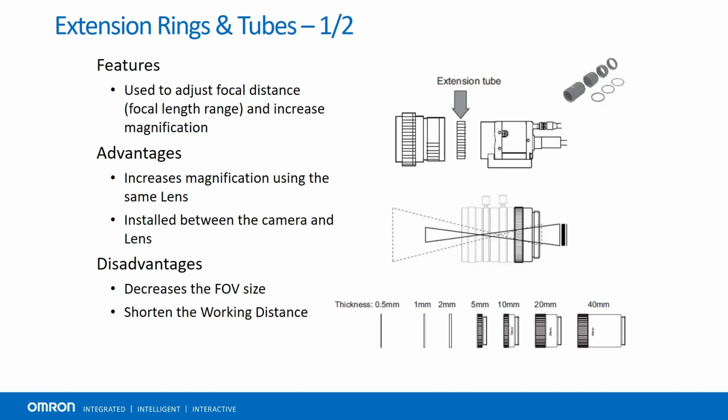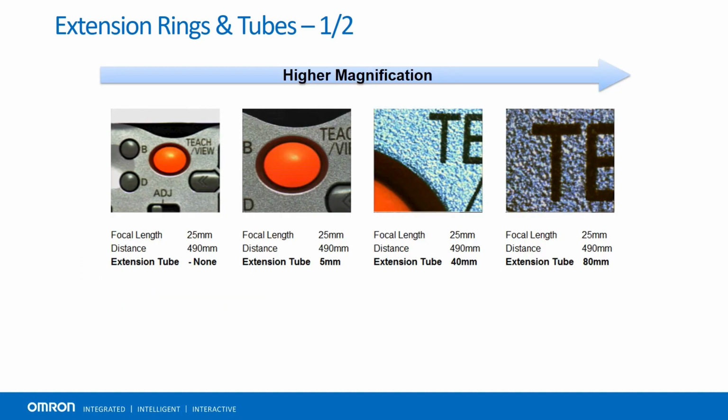Extension rings and tubes allow us to change the focal length range and increase magnification without having to replace our lens. They are installed between the lens and camera and will shorten the working distance. We will reference extension tubes at the end of this video when using Omron's Vision Accessory catalog to choose a lens.